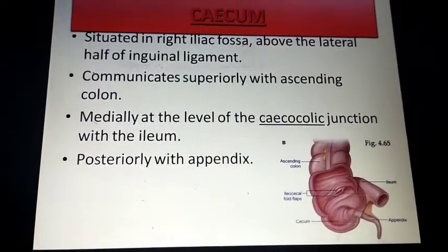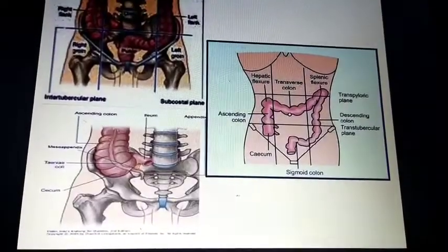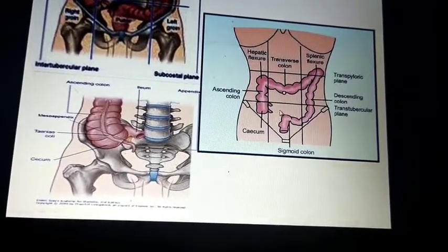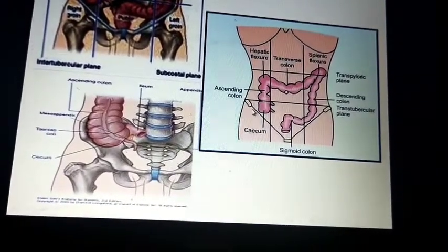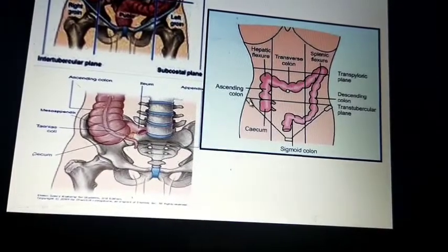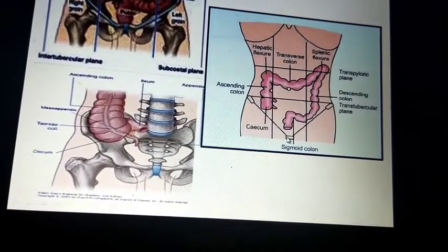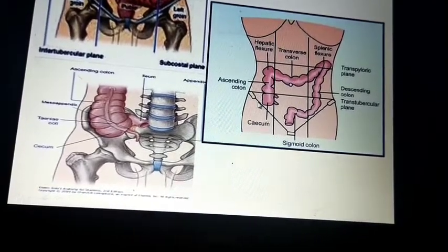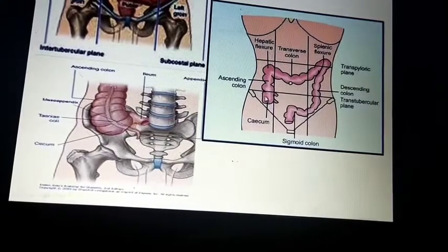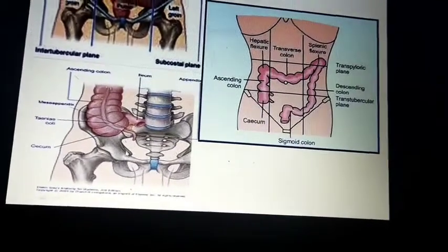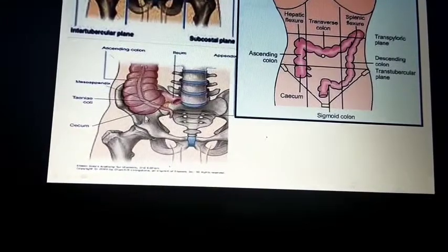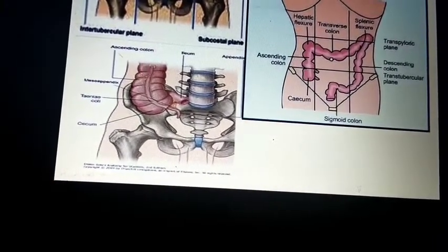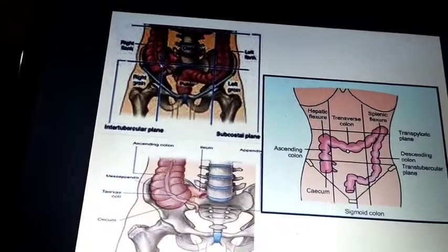We can go for the next slide. You can see here, in this position, it is present in the right iliac fossa. This is the inguinal ligament, from the anterior superior iliac spine to the pubic tubercle. This is the midpoint of the inguinal ligament, the lateral half of the inguinal ligament. Just above that, you can see the position of the cecum.